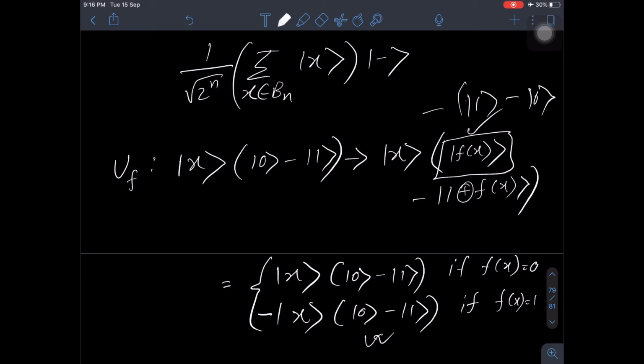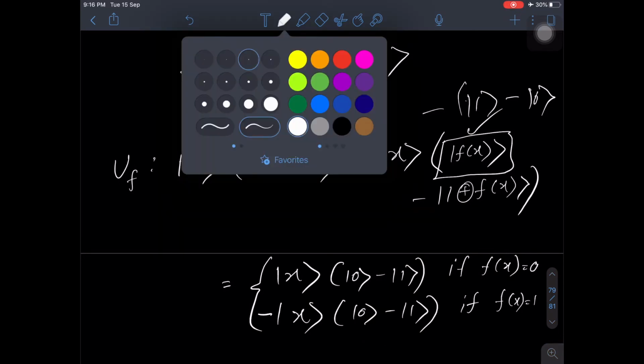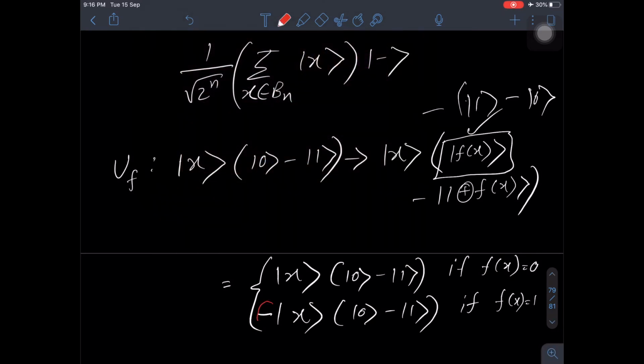Okay, so the most crucial part here is this minus sign. And that is why we needed this minus state here. If we were taking the plus state, there wouldn't have been this minus sign, right? You can check it by yourself.